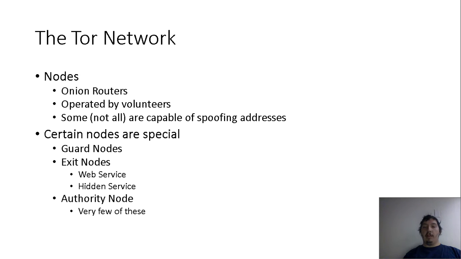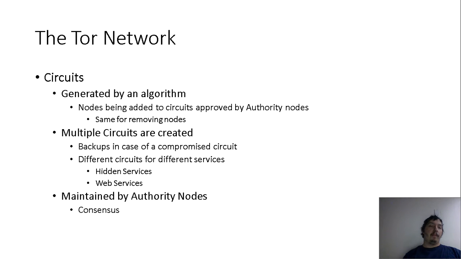And then the authority node, there are very few of them in existence, and all the nodes combined form what's known as a consensus. And this consensus contains information about the Tor network as a whole, what all nodes are there, what nodes are connected. I'll get into a little more detail about their functionality later as well. In fact, I'm actually into it now because I want to talk about circuits now.